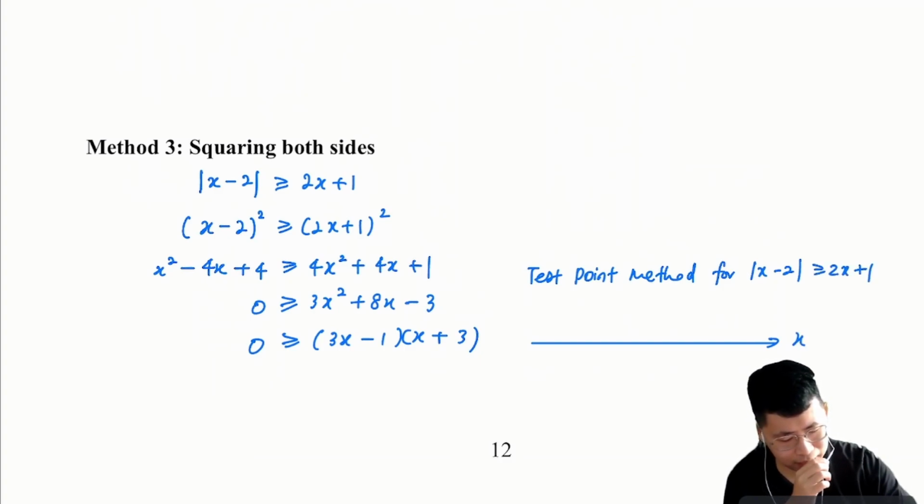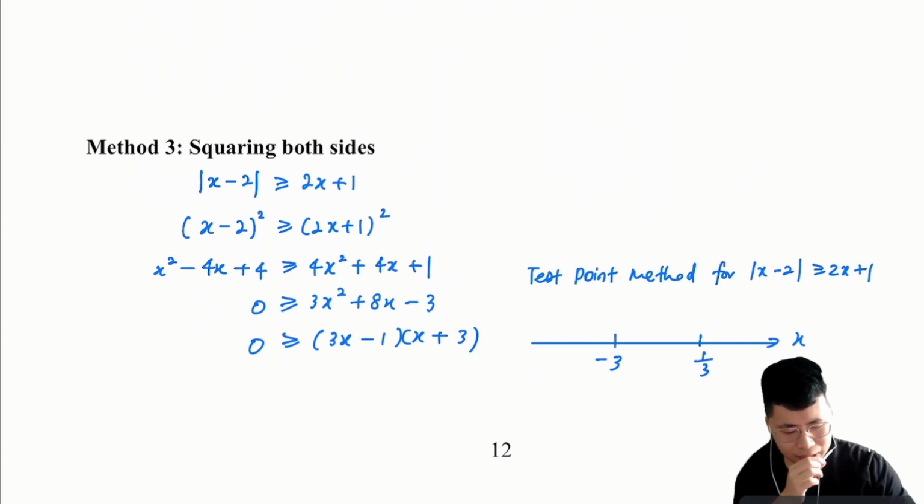So what are my critical values? My critical values are -3 and 1/3. Let's pick nice values to sub in. I'm going to sub x equals -4 over here. So sub x equals -4, I will have a 6 on the left, and I have a -2 on the right.